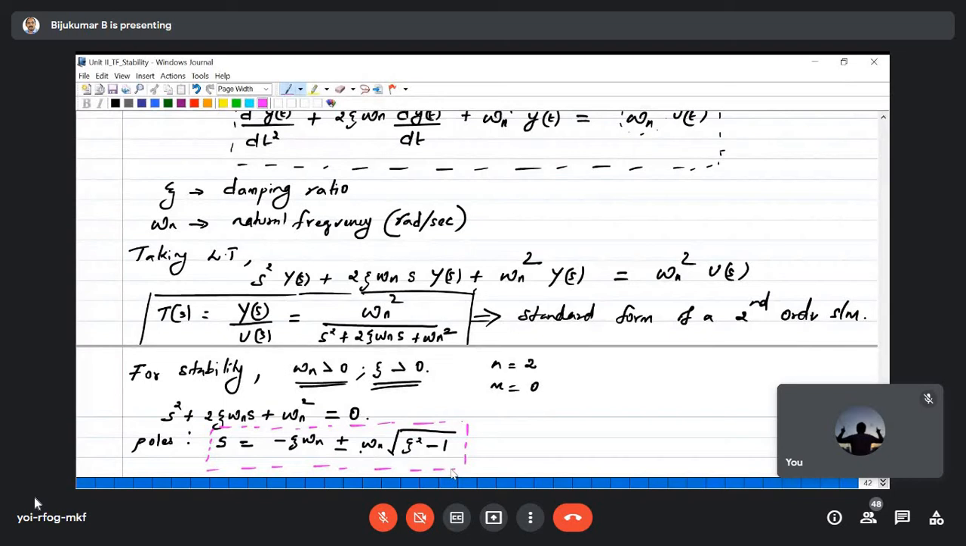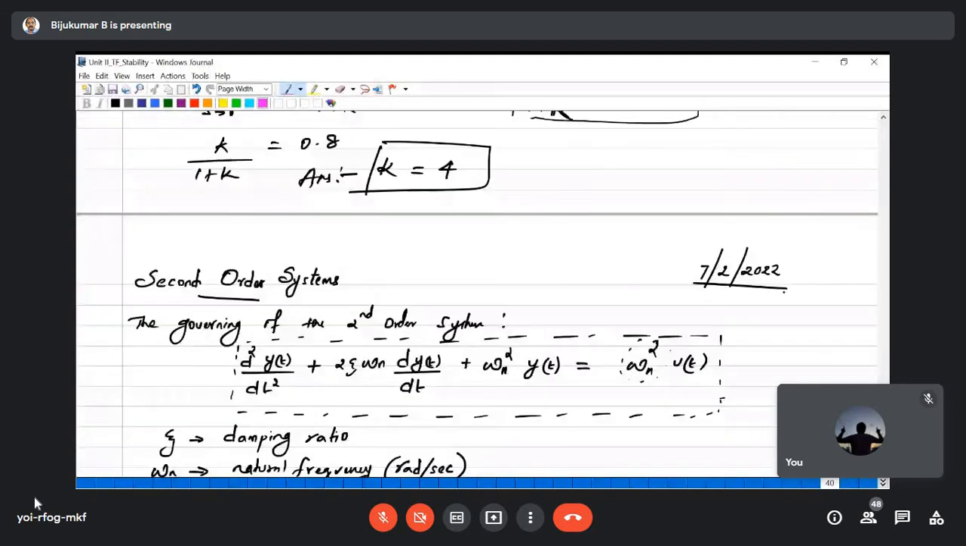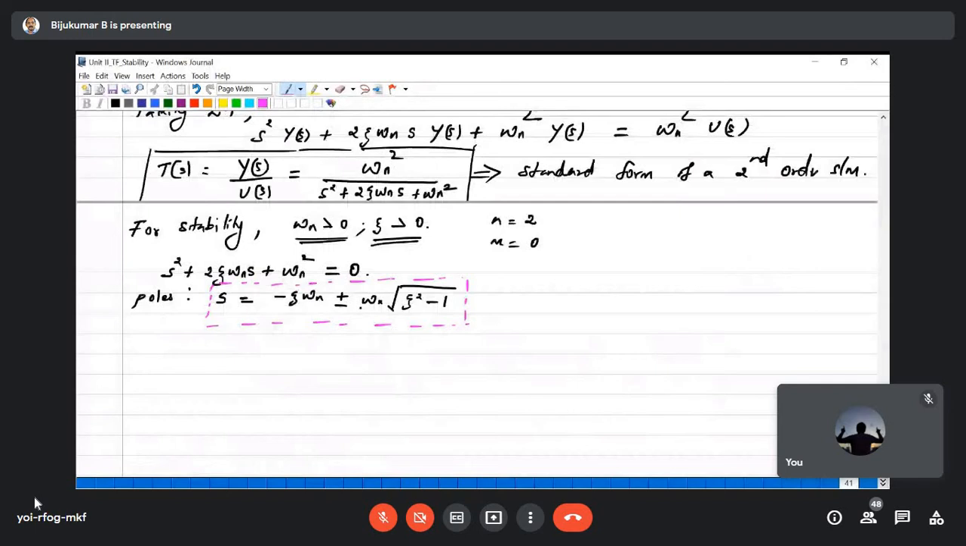So this greatly depends upon the zeta, right? It depends upon the zeta value. So we'll see how these poles will vary with respect to zeta. Also, how the response looks with respect to damping ratio. We already mentioned that in order to make the system stable, zeta value should be greater than 0, right? So we will study some 4 cases here.